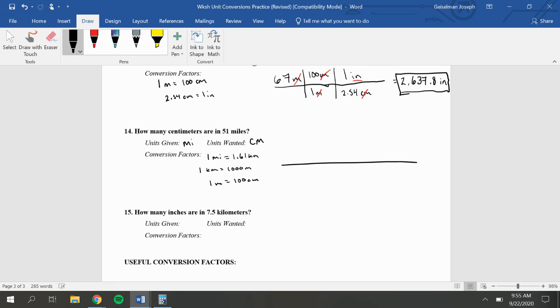So I'm going to set up my problem. 51 miles, 1 mile on the bottom, 1.61 kilometers up top. It's a really ugly 1.61, but we know that 1 kilometer is also equal to 1,000 meters. And then that 1 meter is equal to 100 centimeters. You can go through and then cancel like terms. The miles cancel out, the kilometers cancel out, and the meters cancel out. I'm left with centimeters, which is what I want in the end anyways.